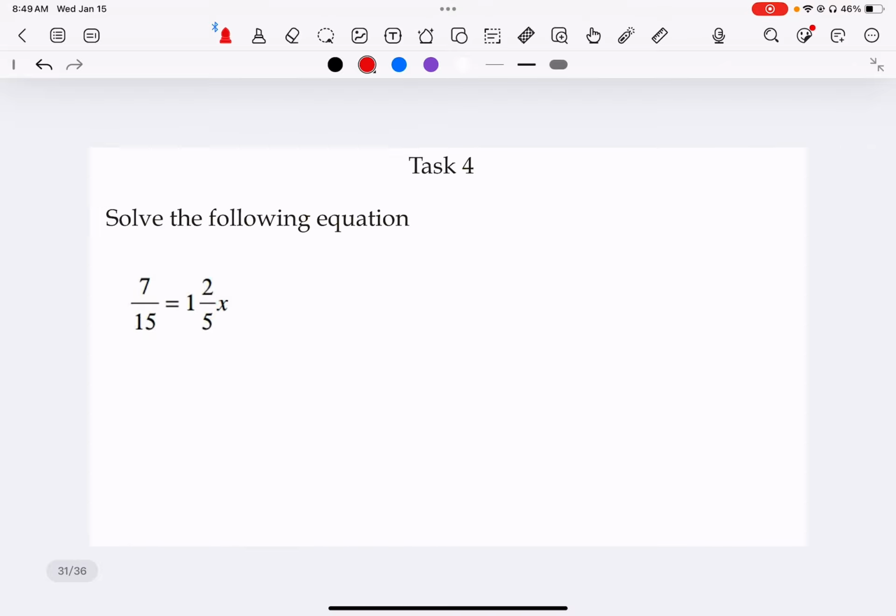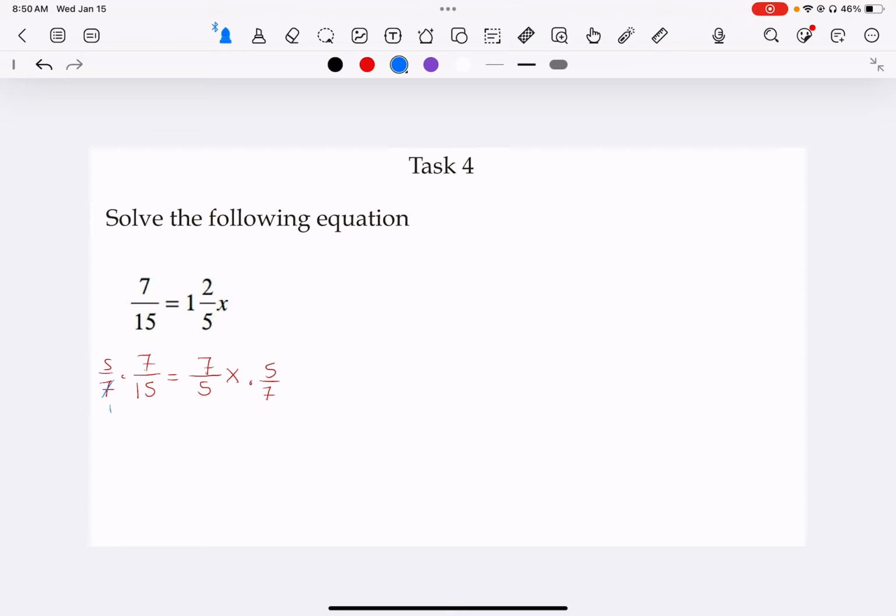7 over 15 equals 1 and 2/5 x. I'm going to turn all my fractions into improper fractions. So I have 7 over 15. This turns into 5 in the denominator. 5 times 1 is 5, plus 2 is 7, x. I'm going to solve this one differently and multiply by the reciprocal, which is 5 over 7. Multiply by 5 over 7.